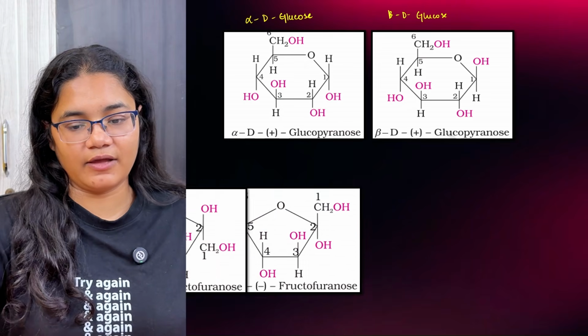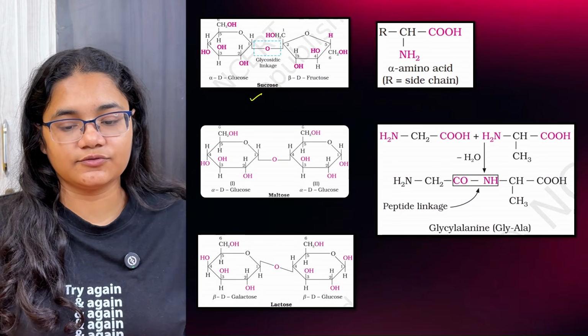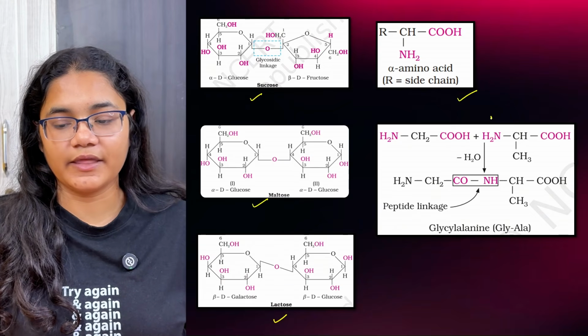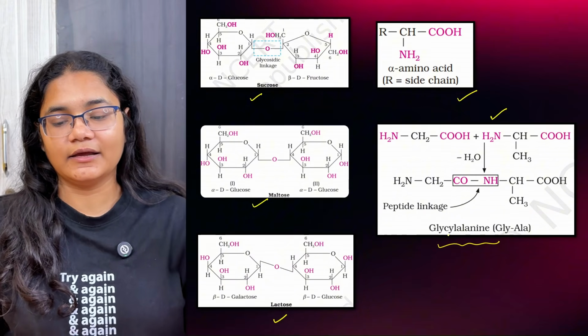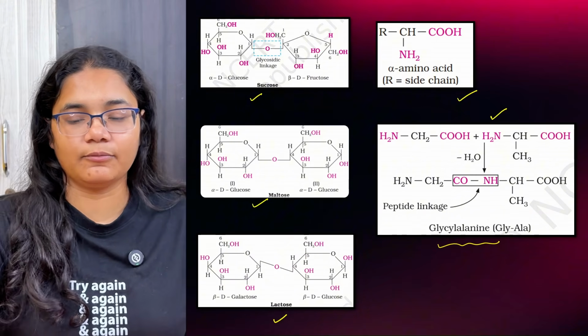Okay. Next you have alpha and beta D-fructose. Next here is the structure of sucrose, maltose, lactose, and amino acid structure. Then how the peptide bond is formed, especially this particular example, glycine and alanine, or how the structure is formed, how the peptide bond is formed.